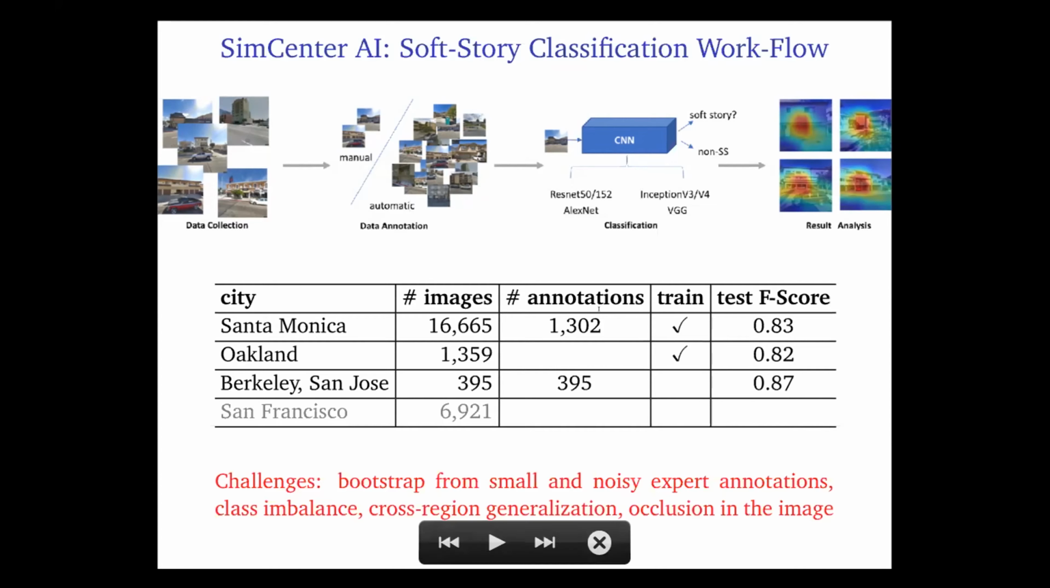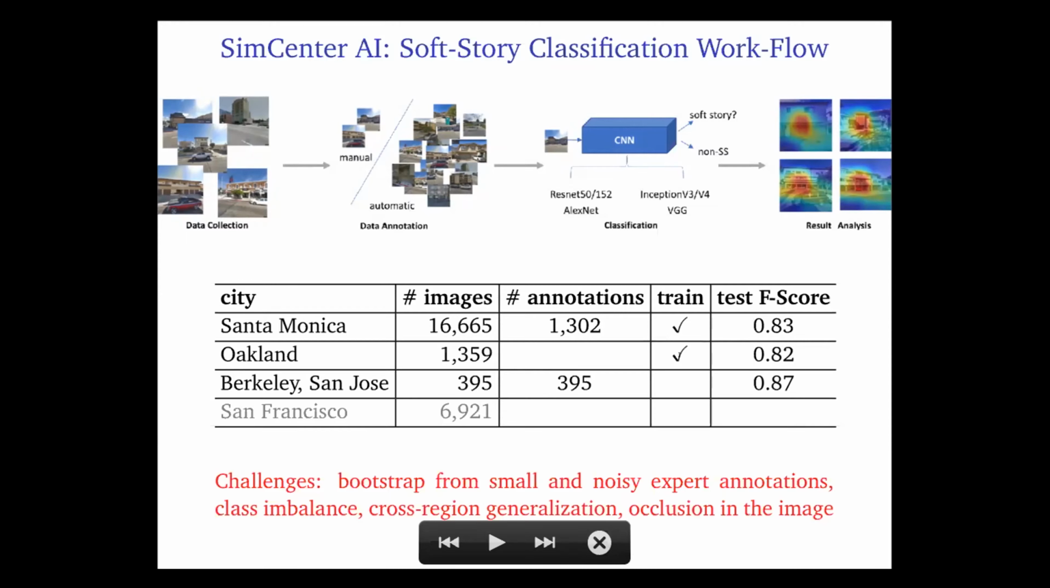For example, this is our workflow. We started with collecting our data, visual data, and this metadata. We collected over 5 cities, Santa Monica, Oakland is in the Bay Area, Berkeley, San Jose, and San Francisco. San Francisco data is not used currently. We have our structure engineers annotate a small set of buildings, like 1,000 over the Santa Monica data. These are available, and about 395 on the Berkeley, San Jose area.